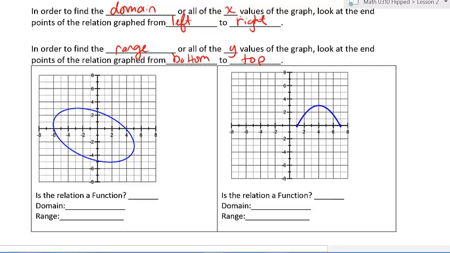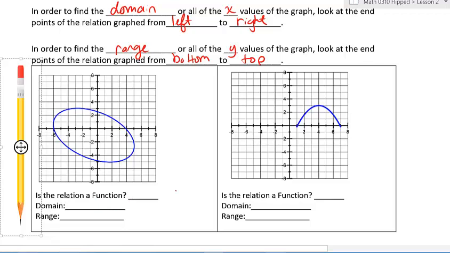Domains are left to right because we're talking about x values. Ranges is from bottom to top because we're talking about y values. So on the next example, I want you to answer the following questions. Is the relation a function?